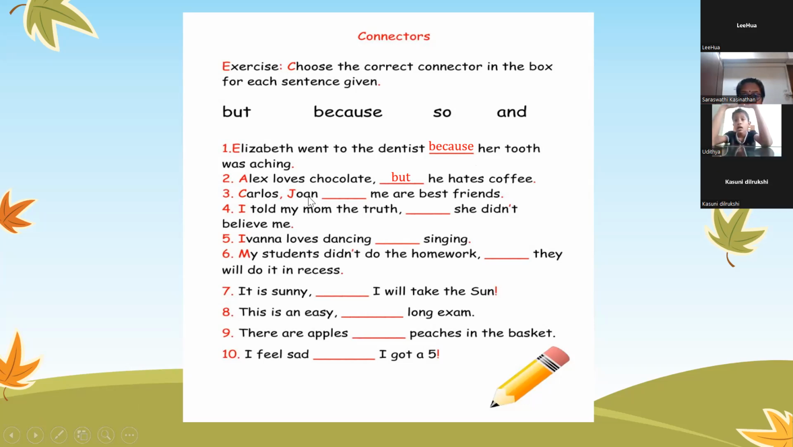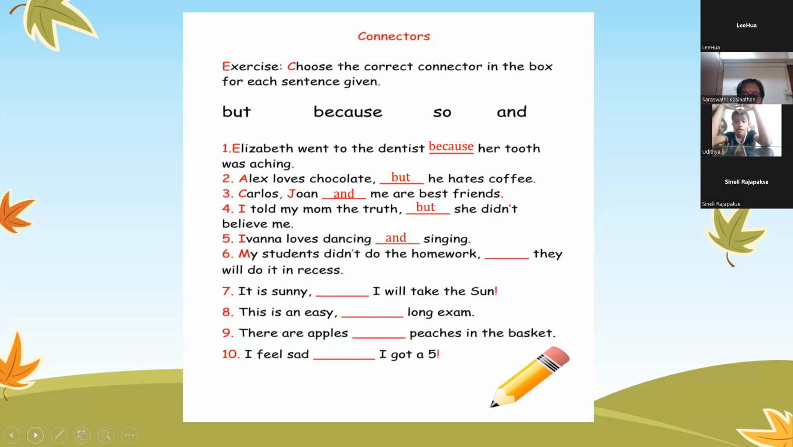Carlos, Joanne, and me are best friends. Well done. Number 4. I told my mother the truth, but she didn't believe me. Very good. But she didn't believe me. Number 5. I like dancing and singing. Very good.